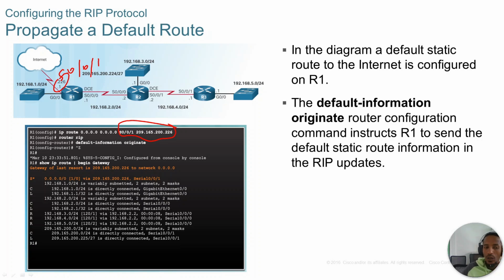So whoever wants to use the internet, this kind of information will be distributed to router 2 and to router 3. So whenever router 2 and router 3 want to send a message, they will send it to router 1. That's what we call default information originate.